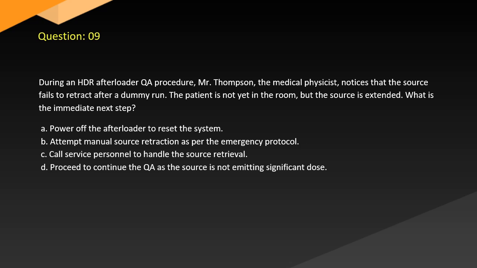Question 9. During an HDR afterloader quality assurance procedure, the medical physicist notices that the source fails to retract after a dummy run. The patient is not yet in the room, but the source is extended. What is the immediate next step? A. Power off the afterloader to reset the system. B. Attempt manual source retraction as per the emergency protocol. C. Call service personnel to handle the source retrieval. D. Proceed to continue the QA as the source is not emitting significant dose.